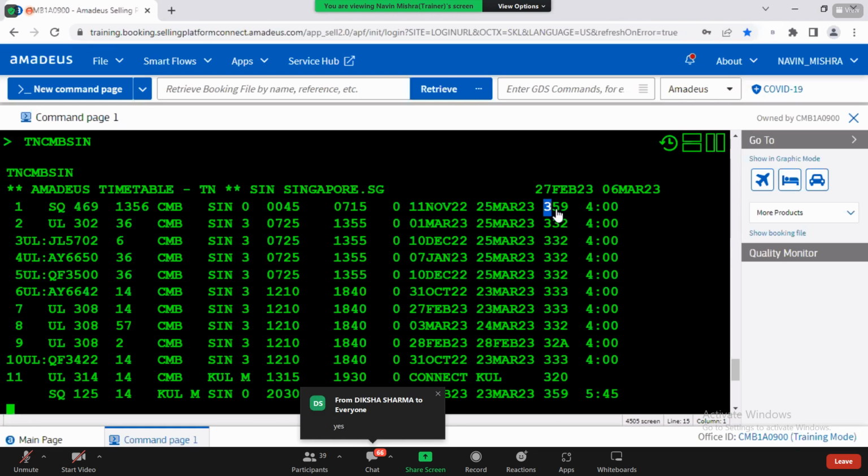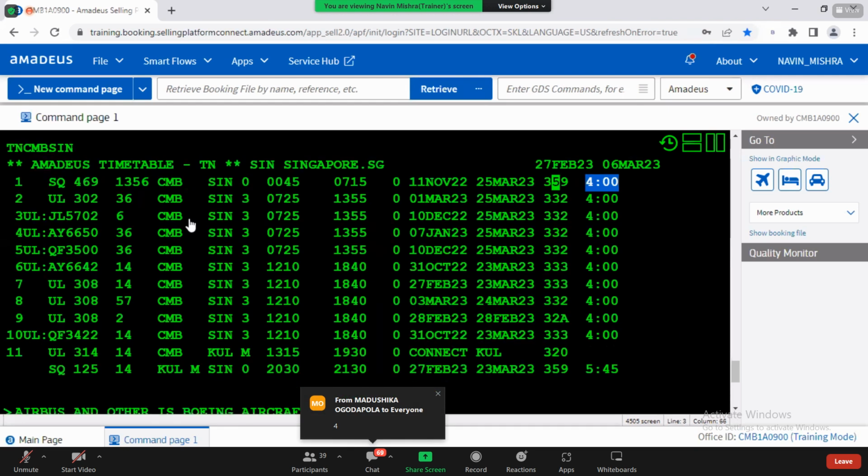All right. Beside that, this is the total flight duration between Colombo to Singapore. That means how many hours it takes to reach from Colombo to Singapore? That's 4 hours. All right. Now, tell me at line number 2, what is the flight number? Only the flight number I wanted to know. At line number 2, the flight is UL 302.